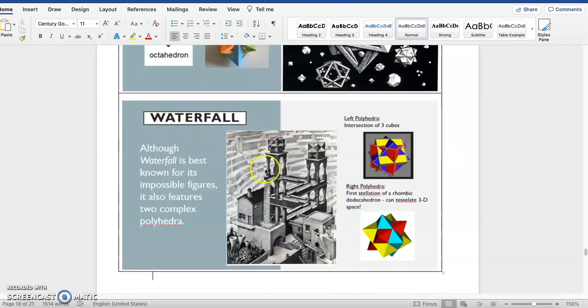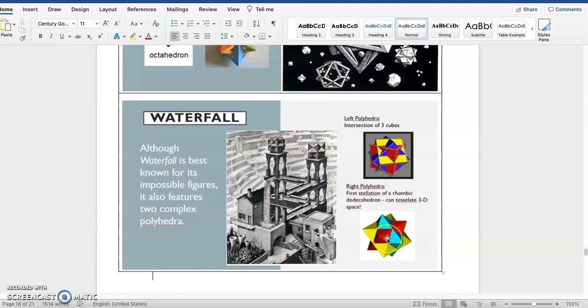So the last one is Waterfall. And the focus of Waterfall is really this piece where it's called an impossible figure. And we'll be doing more of that later in the week. But also he threw in these 2 polyhedra. The one is the intersection of 3 cubes. So that's Platonic solids. The one on the left, that's right here. And then on the right, this isn't a Platonic solid, but it's really close. It's called the first stellation of a rhombic dodecahedron.